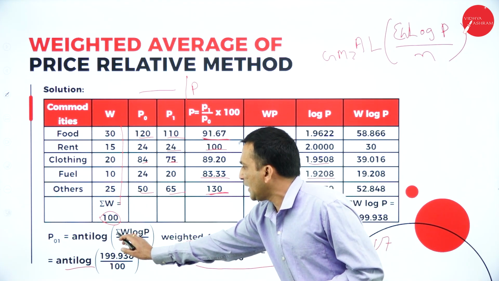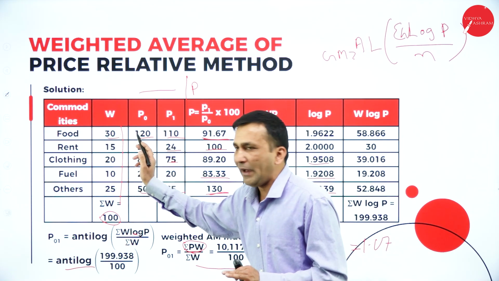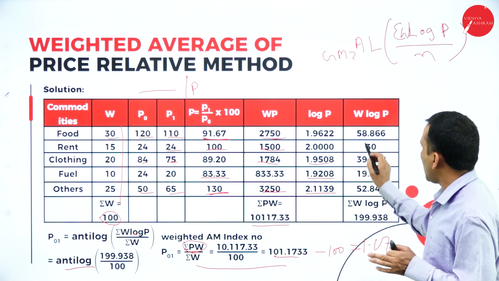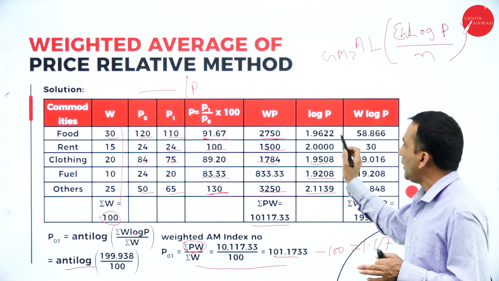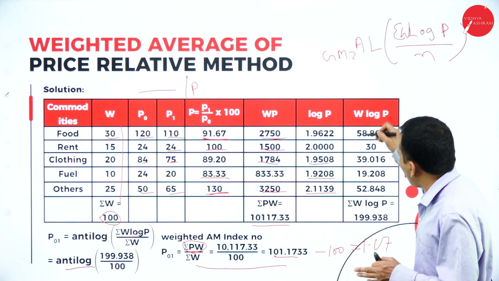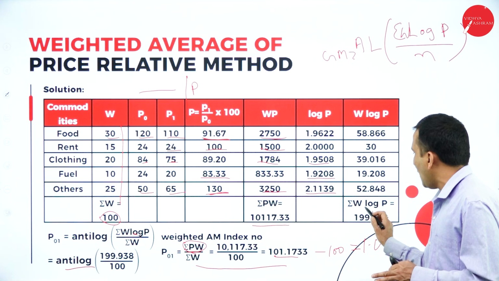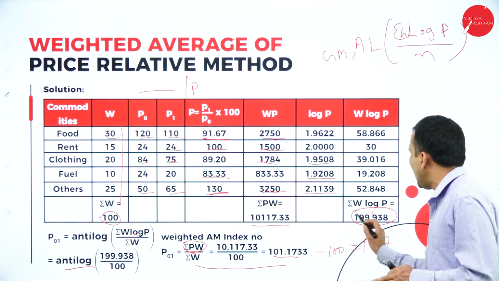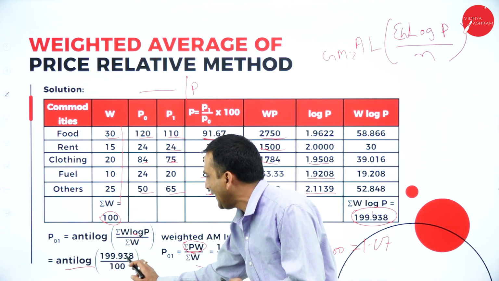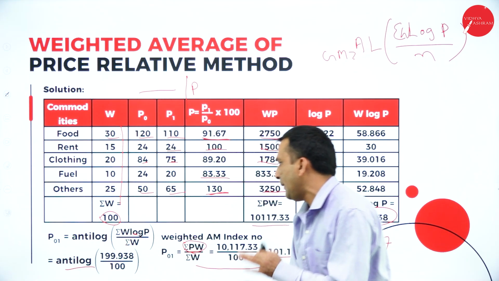Okay, once we get the log value, now what are we doing? Because of the numerator sigma W log P, after getting log P, we are trying to multiply with the weight. Then we are getting W log P, because the log P value is very important. So 1.9622 into 30, if you multiply, 58.866. The same procedure we follow till here. So according to the formula, after taking this total, sigma W log P value is 199.938. Now we are trying to simplify. Okay, numerator 199.938 divided by total weight 100. If you simplify, the answer will be very simple.